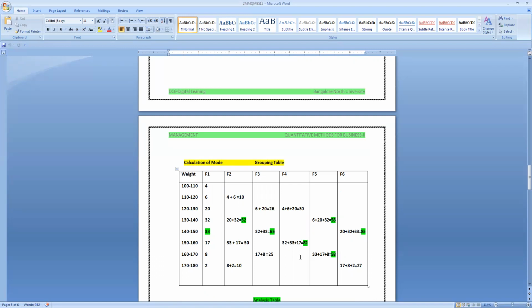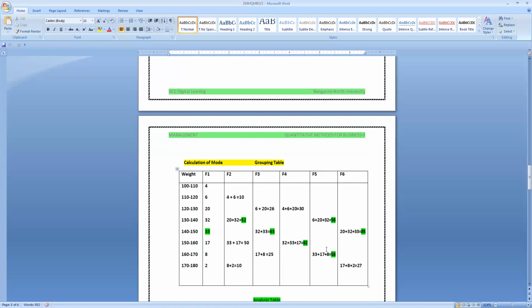Then we'll go for the fourth column. The fourth column is calculated by adding three numbers of the frequencies from the beginning. 4 plus 6 plus 20 is equal to 30. 32 plus 33 plus 17 is nothing but 82. The last left out frequency values are only 8 and 2, so they have to be retained as they are.